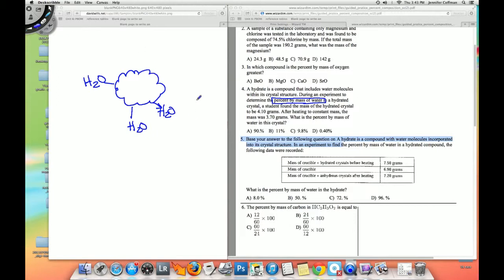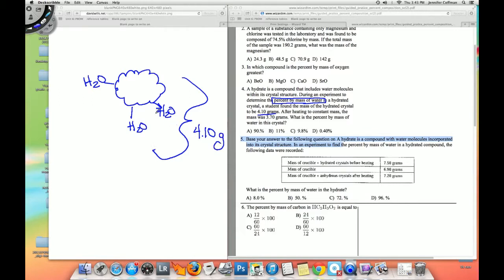And this whole thing right here weighs 4.1 grams. That's what it says. In the hydrated crystal, a student found the mass of the hydrated crystal to be 4.1 grams. Think about that for a second. You have a sponge, and in that sponge you have these water molecules. And if I weigh the sponge and the water molecules, the sponge is hydrated, that whole thing weighs 4.1 grams.